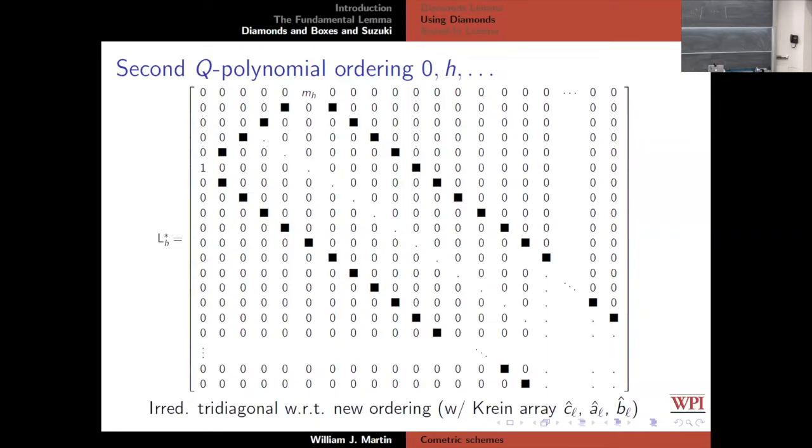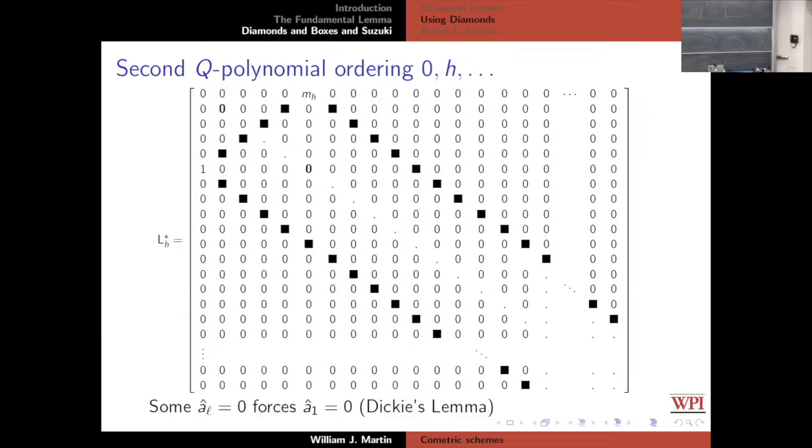Now, the diamond lemma tells me that these 4 zeros force a little bit of zeros over here and here, but it doesn't give me everything I want. What do I have to work with? Are there any diagonal entries equal to 0? This lemma tells us, as long as it's not the last one in the Q-polynomial ordering, sorry, or the first one, then an AL hat that's equal to 0 forces A1 hat equal to 0.